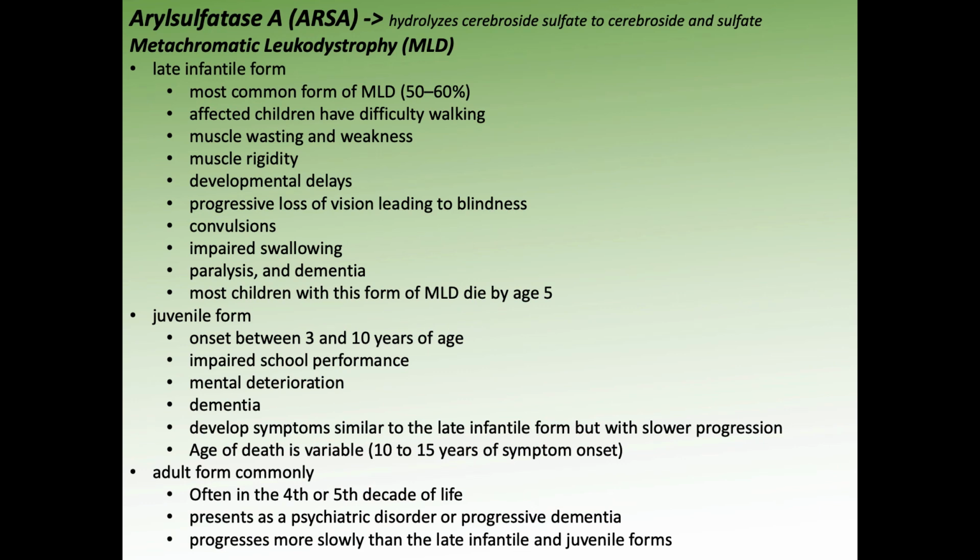And then finally, there's an adult form of this disorder, which occurs typically in the 4th or 5th decade of life. It presents as a psychiatric disorder or progressive dementia, and generally is the slower progressor as compared to the infantile and juvenile forms.